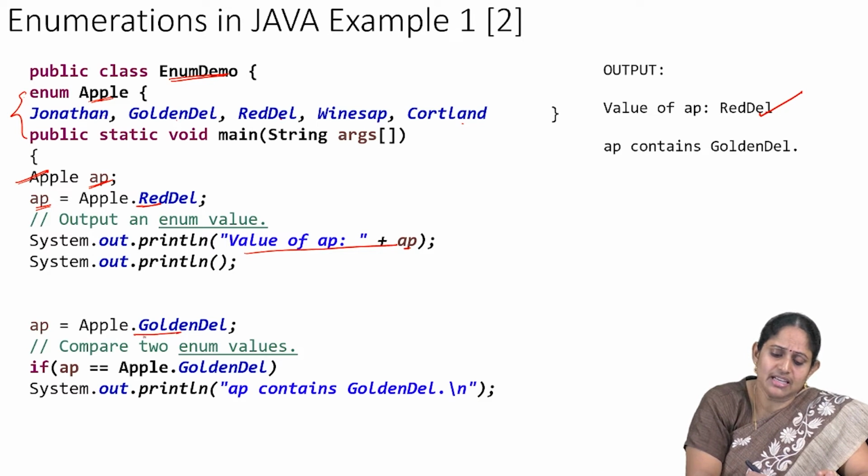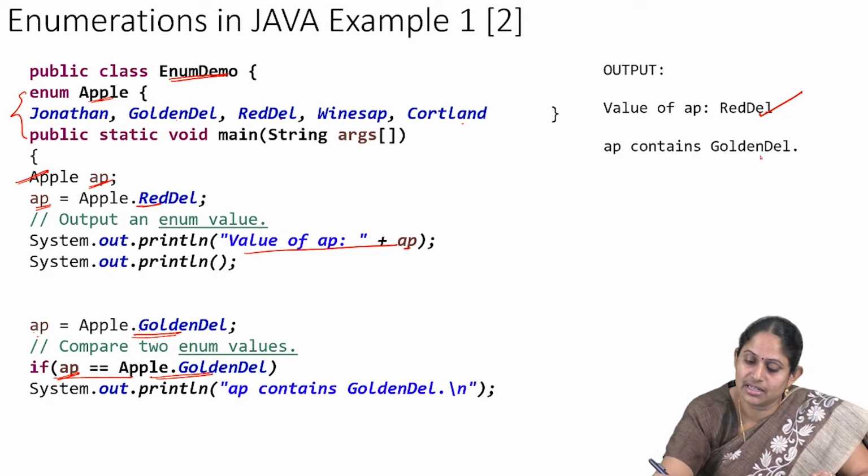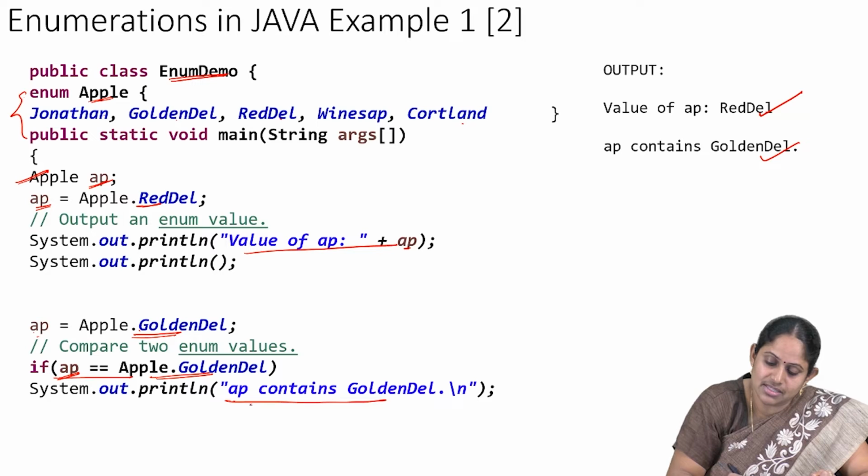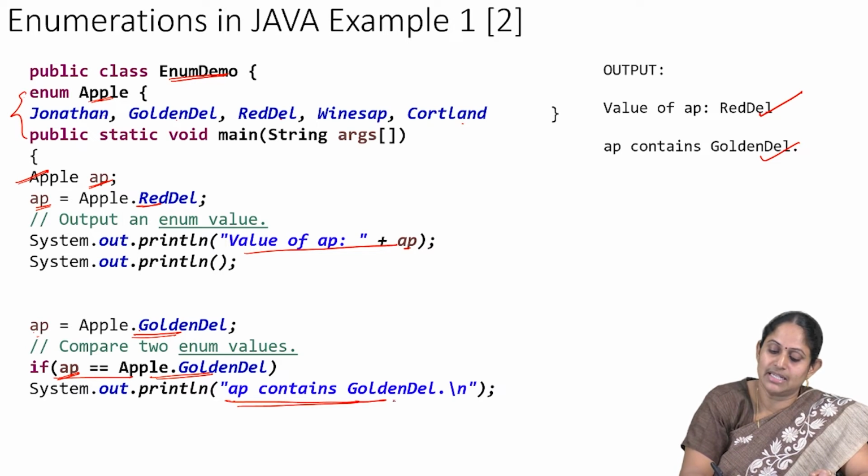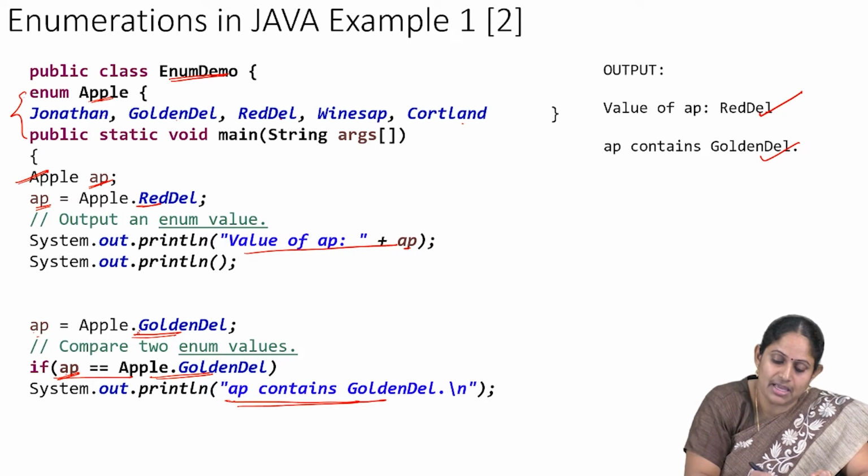Next we are checking Apple against Goldentail. So we are comparing AP. AP is containing Apple.Goldentail, so we are comparing that with Apple.Goldentail. So they both are equal. So it is made to print this statement: AP contains Goldentail, since AP and these both are equal.